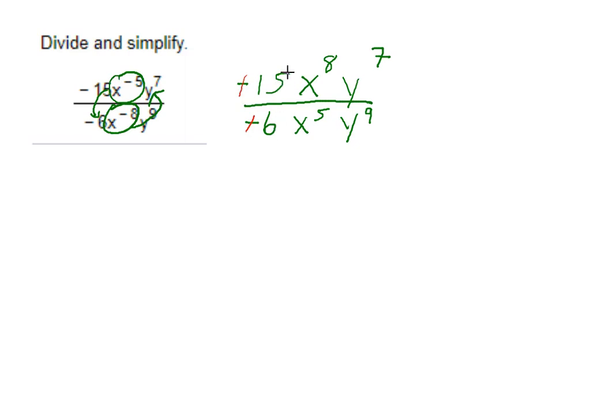15 divided by 6, we can reduce both of these by 3. So I'm going to divide a 3 out of both of these. And so that's going to become 5 on top, and we'll have 2 on the bottom. Right, 6 divided by 3 will be 2. We'll combine the x's together by subtracting the exponents.